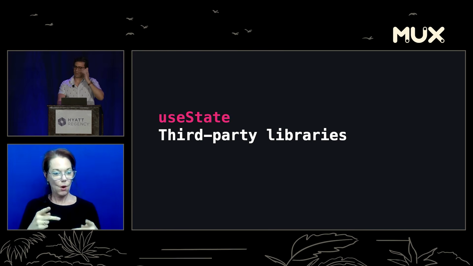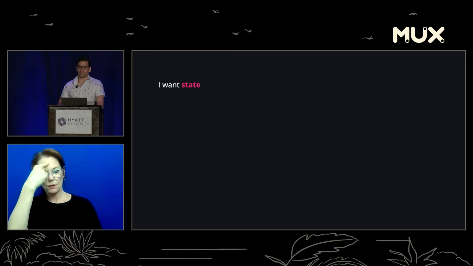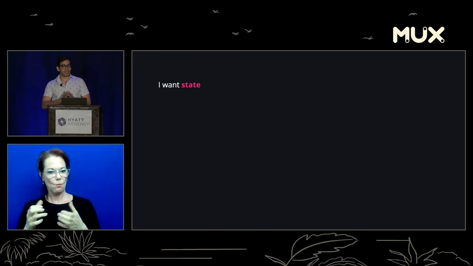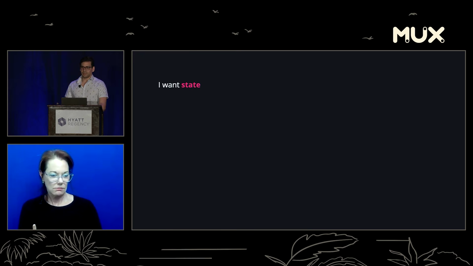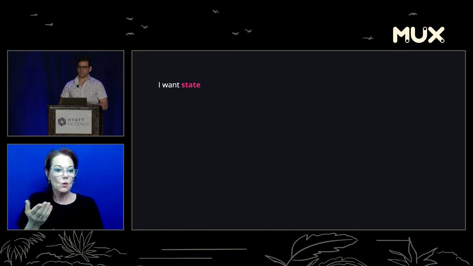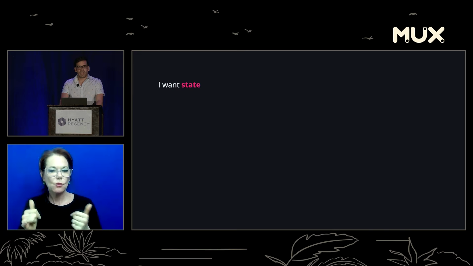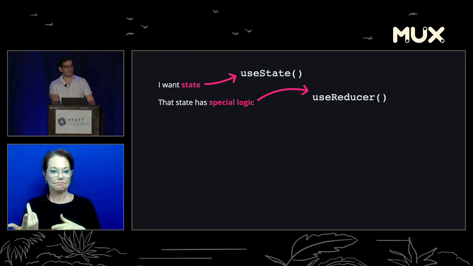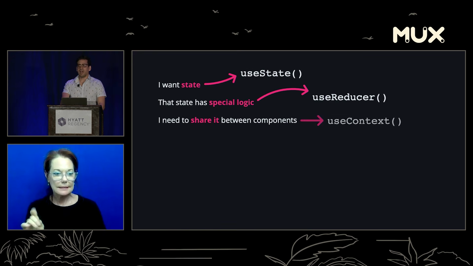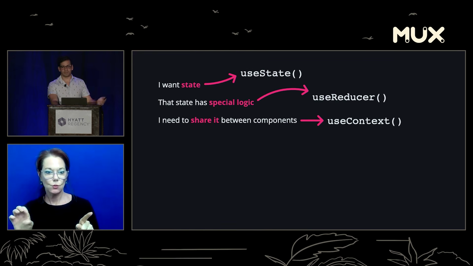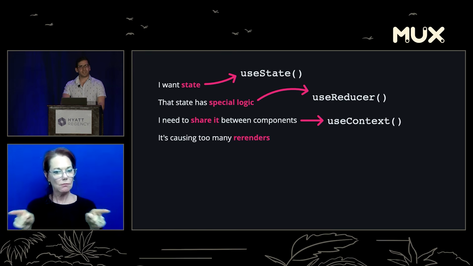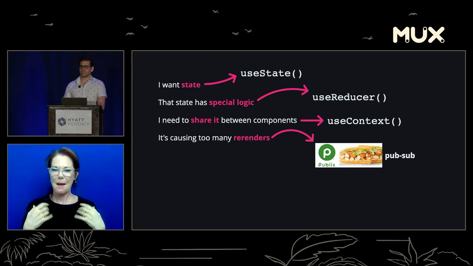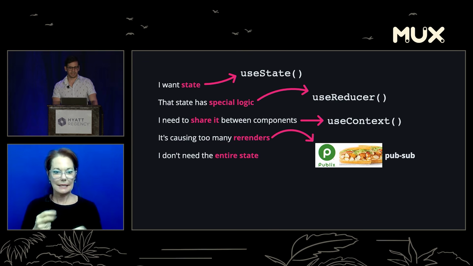So this, of course, is a hot topic where we might think, okay, why would I need a third-party library? And why would I need global state, etc.? Because most of the time I could just get by with useState, useReducer, whatever. So the situation happens more often than not that you want state, useState. The state has special logic, like useReducer. I want to share it between my components, so use context. Right now it's causing too many re-renders, so I need to use some sort of pub/sub pattern.